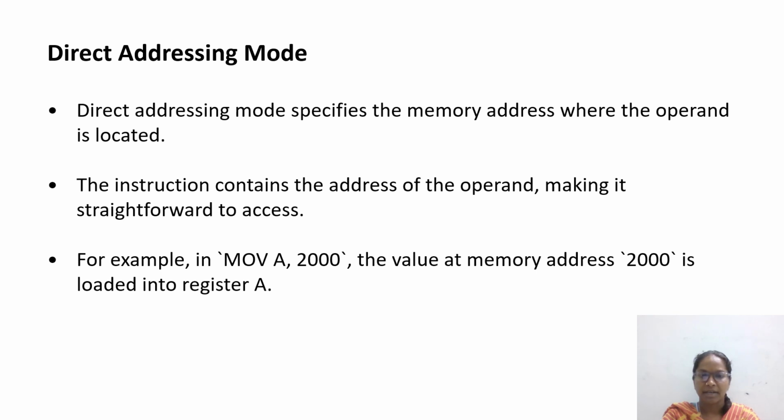Next, coming to direct addressing mode. Direct addressing mode specifies the memory address where the operand is located. The instruction contains the address of the operand, making it straightforward to access. In this mode, we directly give the address of the operand in the instruction so that the user can easily access the data from memory. Here, the memory address is 2000, and in this location the operand value is present.